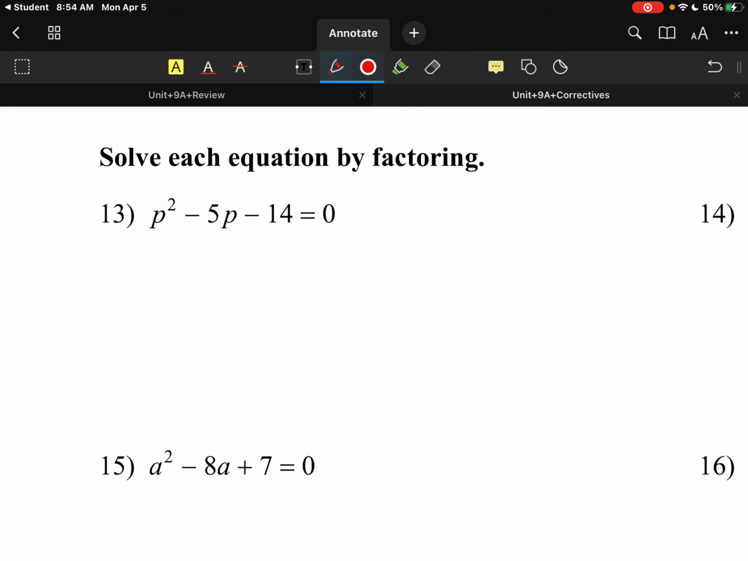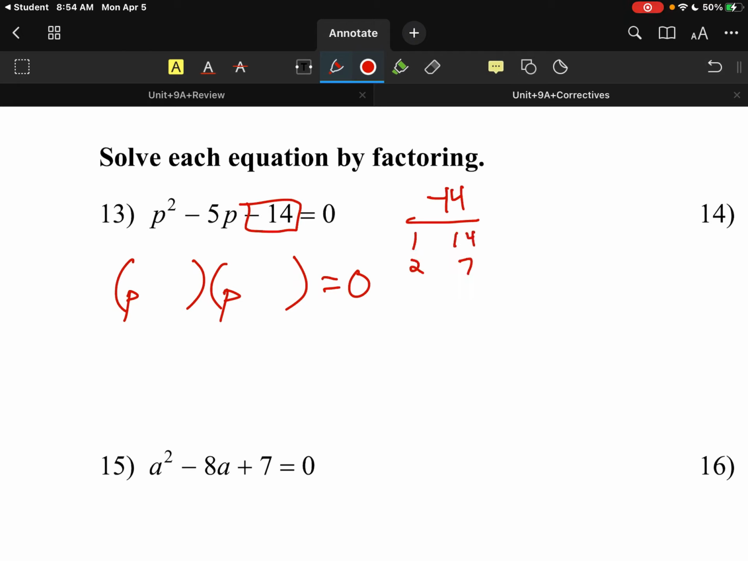Here you do it by factoring. Okay, so just factor this like normal. So you're going to have two sets of parentheses with a p and a p, but they're going to equal 0. This is your number that you do your factor tree for. What two numbers multiply to 14? Well, 14 over 1 is 14. Divided by 2 is 7, 3 is a decimal, 4 is a decimal, 5 decimal, 6 is a decimal, 7 I start repeating, so I'm done. And then you look at the middle term.